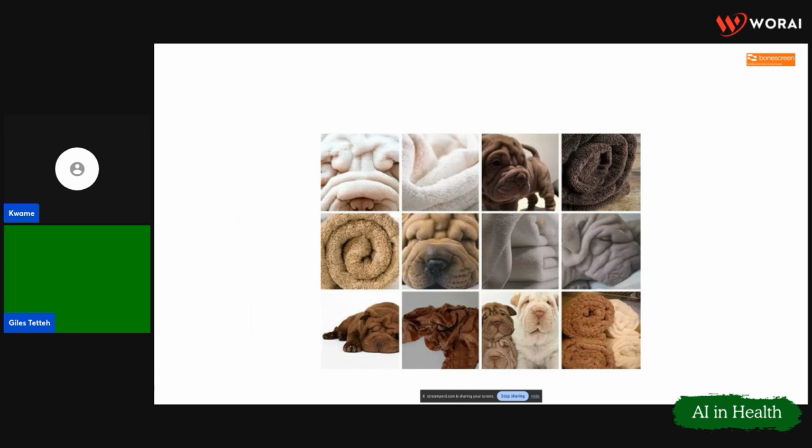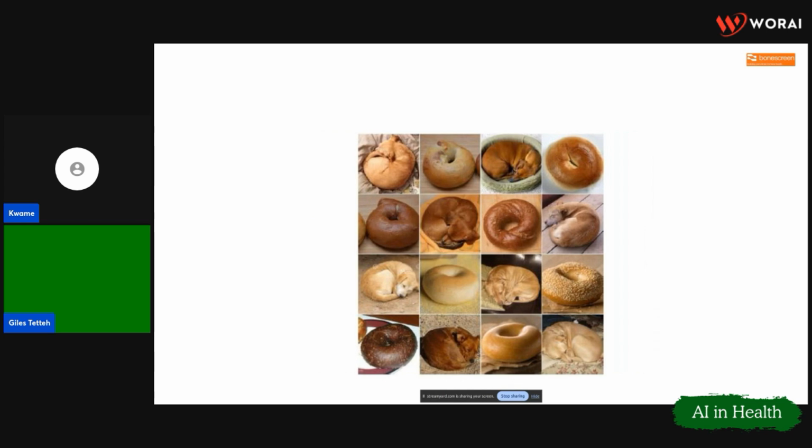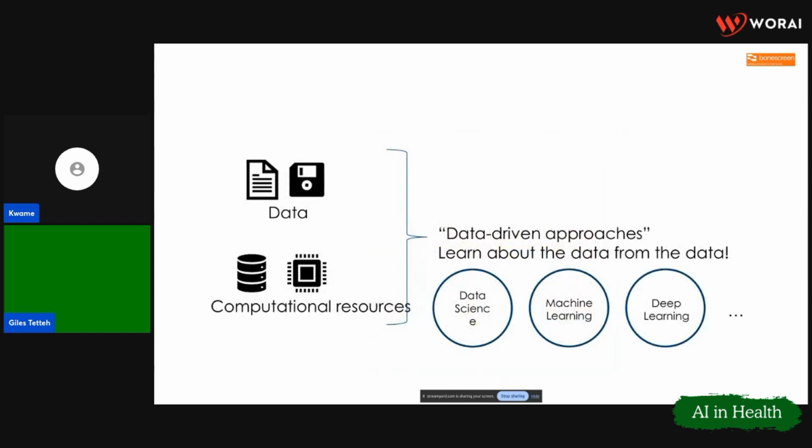This is another example where you have a dog and then other things which are not dogs, right? Another example can also be seen here, and this as well. So this was a very tedious one, and it was basically impossible to capture everything. So what do we do, right? This is where machine learning comes in.